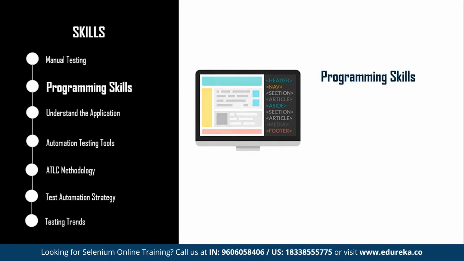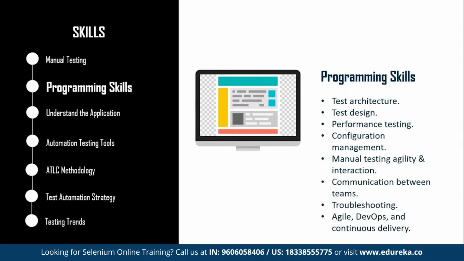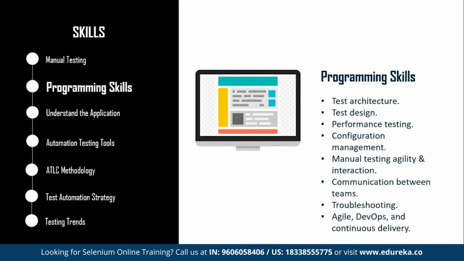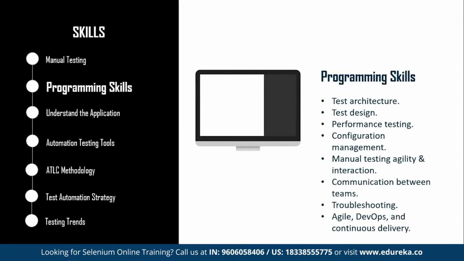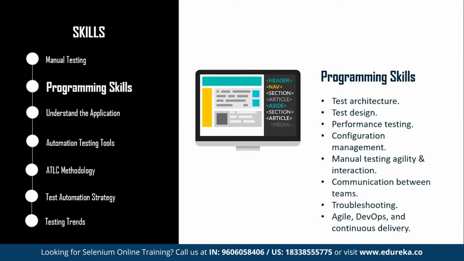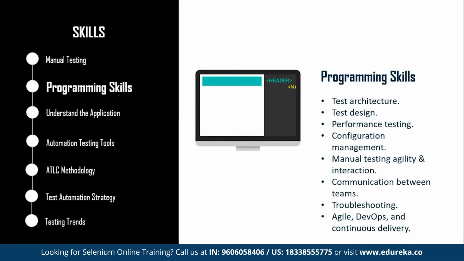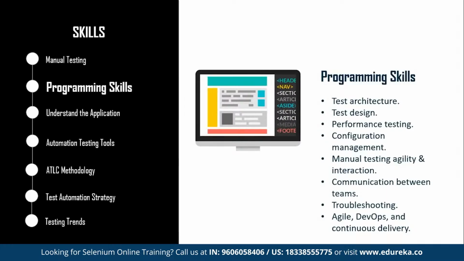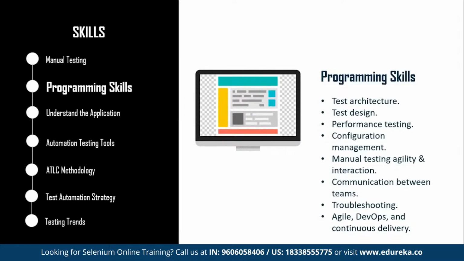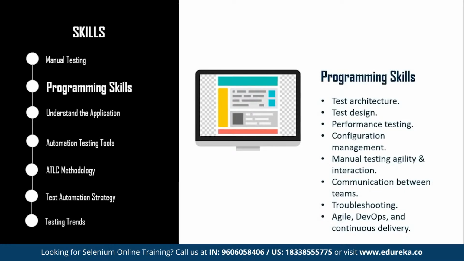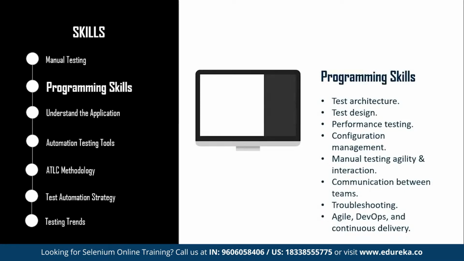Now, there are also a few technical skills a manual tester should master to become a brilliant automation testing engineer, such as test architecture, test design, performance testing, configuration management, manual testing agility and interaction, communication between the teams, troubleshooting, agile DevOps, and continuous delivery. Now, the combination of all the above mentioned skills can help you transition to automated testing easily and smoothly.